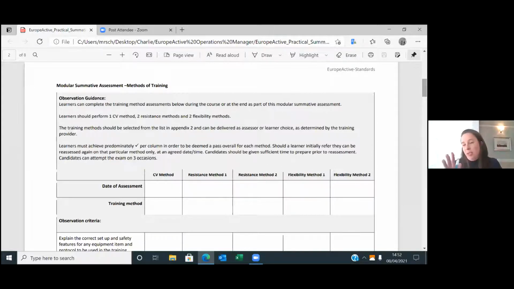Looking at this, we've suggested that a learner should be assessed formally on at least 1 CV method, 2 resistance and 2 flexibility. Do you think that would be a proposal that you could put into place within your program? Is it something that you do naturally already, but just don't fill a form in for it? Or would this be replacing something that you do? Like, how easily would this particular assessment work for you in your provision?